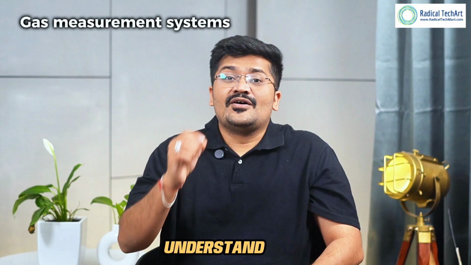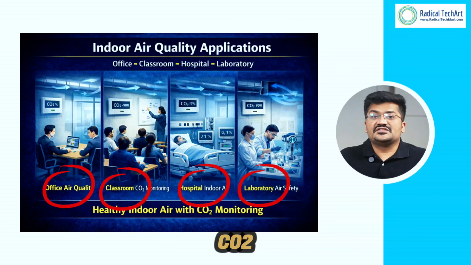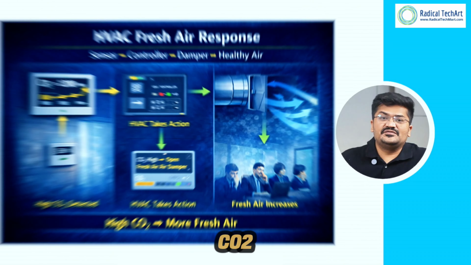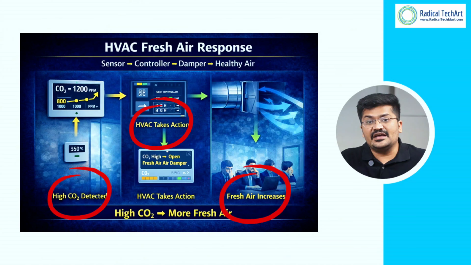Now let's understand why gas monitoring is very important. Gas monitoring is important in many industries. Let us look at a few examples. Offices, hospitals, classrooms, and labs monitor CO2 levels to ensure proper air quality. If CO2 concentration becomes too high, ventilation systems automatically bring fresh air into the room. This helps to maintain a healthy environment. In industries like food production, brewing, and biotechnology, fermentation processes produce CO2 gas. Monitoring CO2 concentration helps engineers control fermentation conditions. This ensures consistent product quality.